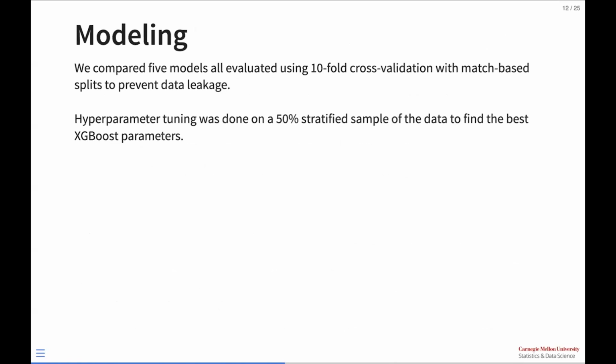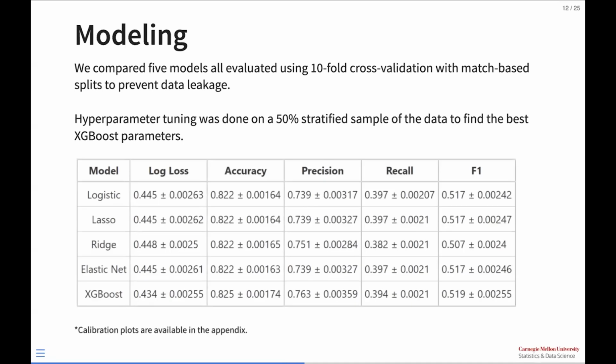Now after that, we were able to run five models, and we evaluated these models using a 10-fold cross validation. To give you some information, we had tuned the hyperparameters for the XGBoost on a 50% stratified sample of the data, because when we tried to tune it on the full thing, our computers were not able to handle that. So we just tuned it on 50%.